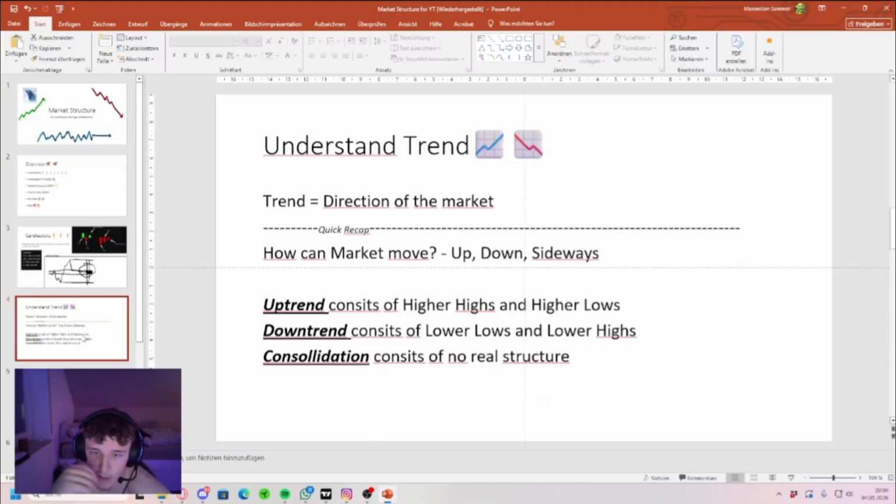Well, how can the market move? The market moves up, down, or sideways. An uptrend consists of higher highs and higher lows. We already talked about that, and I'm going to show it later on the live chart. A downtrend consists of lower lows and lower highs. And consolidation doesn't really have any structure. It's some highs, some lows, but in the bigger picture, you're just moving sideways.